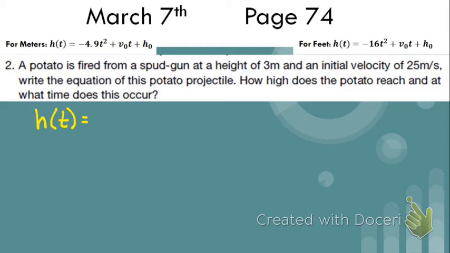Which one of these, for meters or for feet, would we want to use to substitute in? Meters. Why? Yeah, it says 3 meters is my height, and what's the velocity? 25 meters. 25 meters per second.